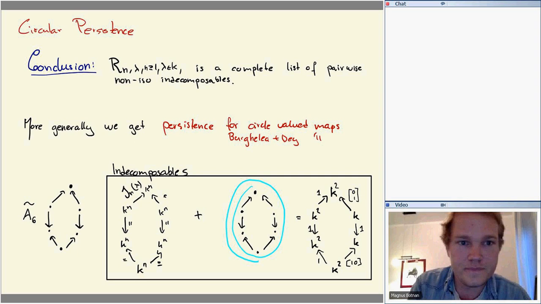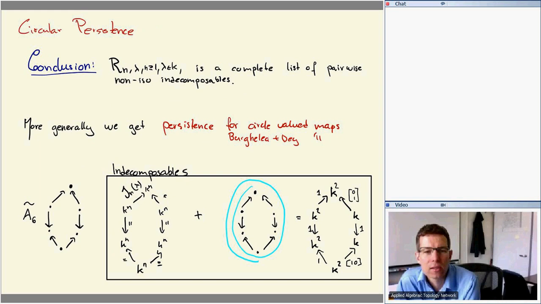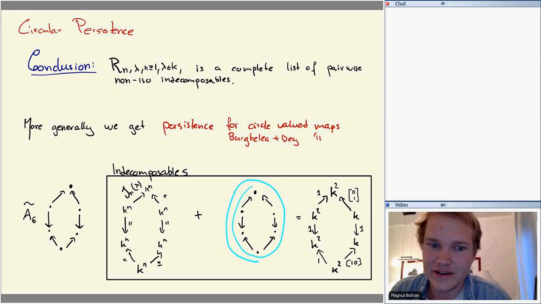Yes? Go back there. Does it matter where in the diagram you put the Jordan block? Yeah, well, some of them will be isomorphic and some of them will not be, but if you add the Jordan block somewhere else, I could get something which is isomorphic or not isomorphic.